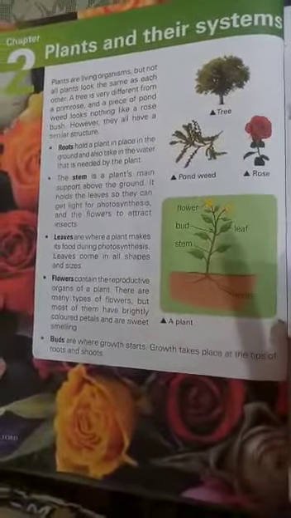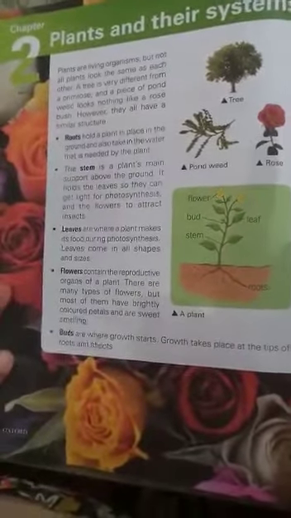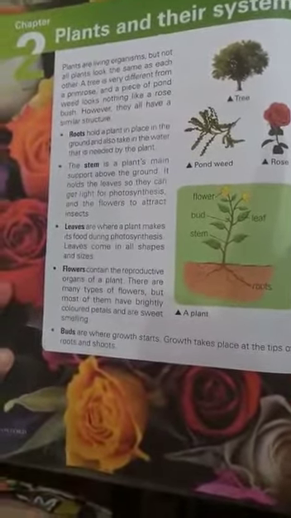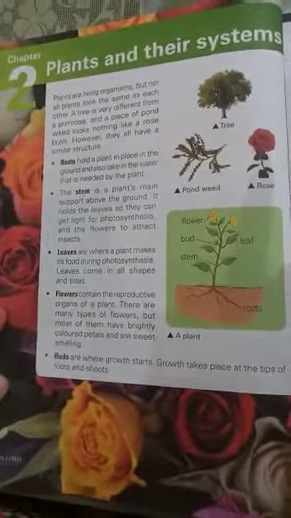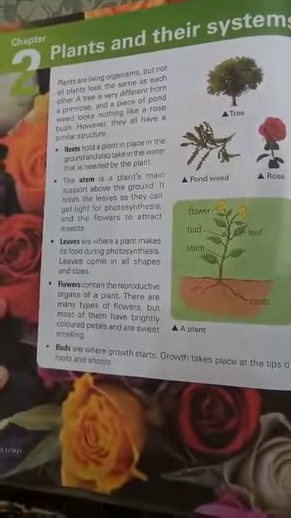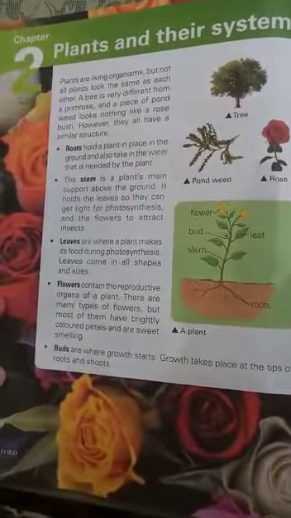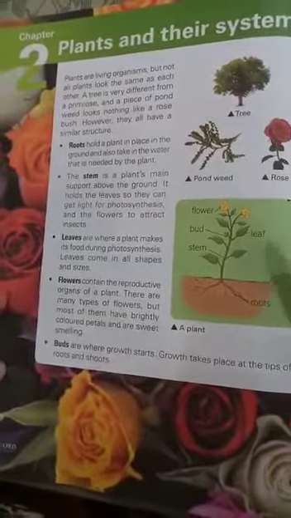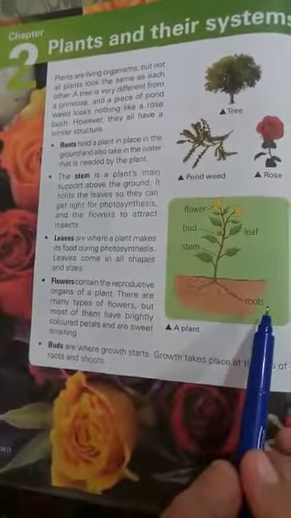Plants are of different shapes and sizes. They are classified as trees, herbs, shrubs, aquatic plants. All these types of plants have similar structures. They have roots, stem, leaves, flowers, and buds. This is a plant. Now first we discuss roots.